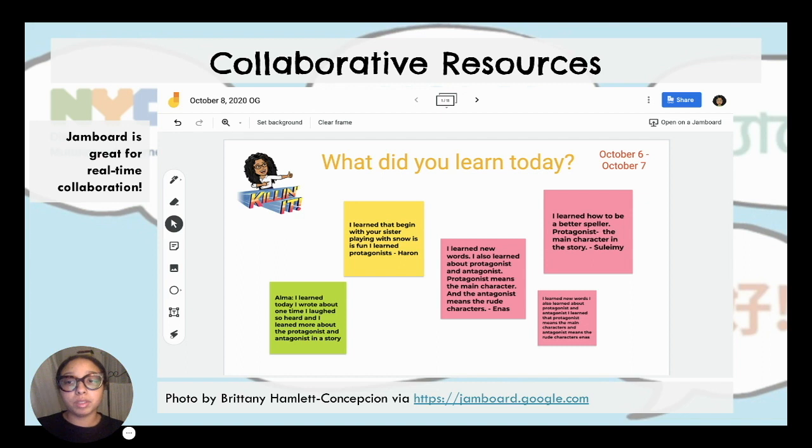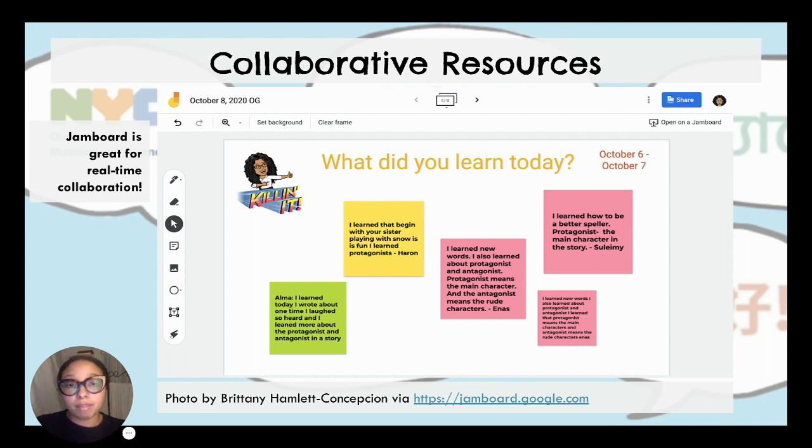Another collaborative resource that I absolutely love and I use all the time for real-time collaboration if I'm working with a small group, and you can also use it for asynchronous instruction, is Jamboard. And this particular Jamboard is available to teachers who have Google Suite. So with this particular one, students were able to show their learning at the end of the lesson.